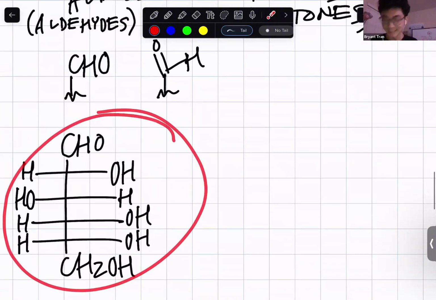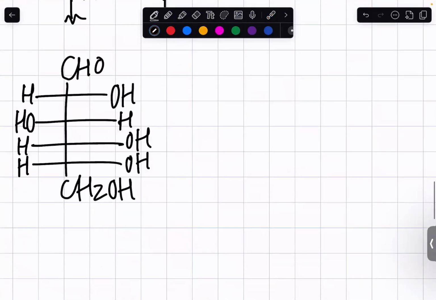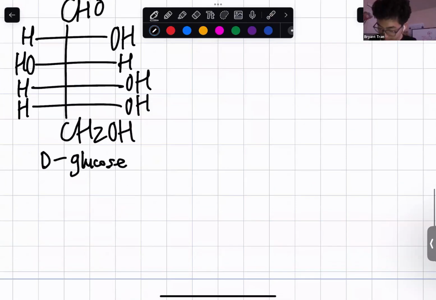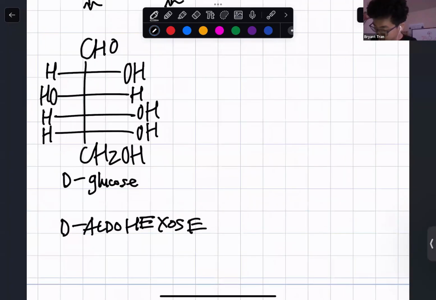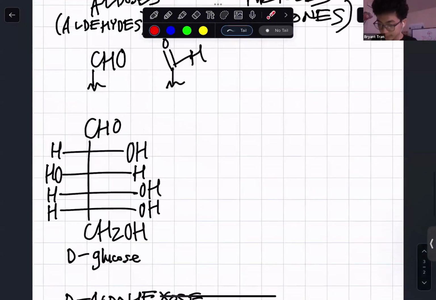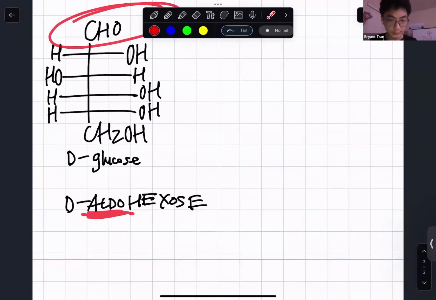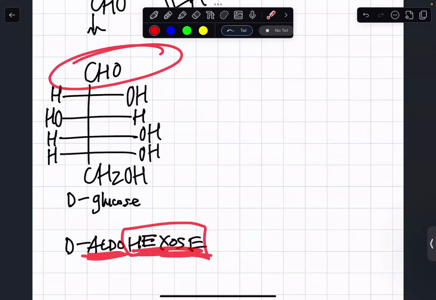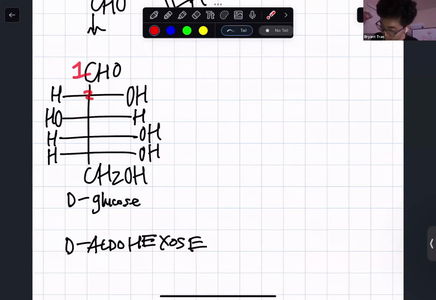D-glucose is what we call a specific type of D-aldohexose. Let's break that down. Aldo comes from the aldose part. We see the CHO there, so that's the aldo part. Hexose is 6 carbons long, like hexane, hexagon: 1, 2, 3, 4, 5, 6 carbons long.